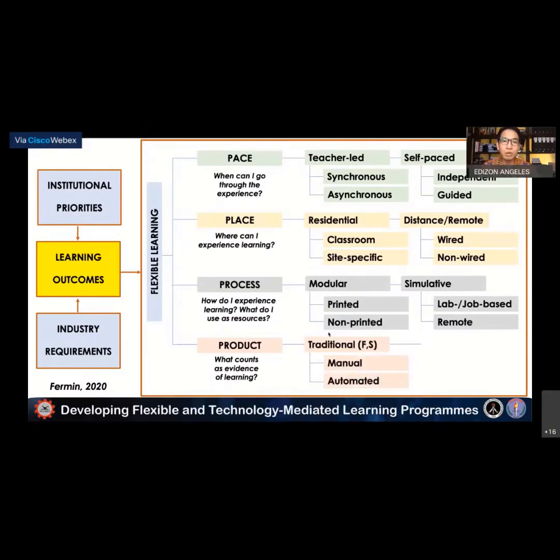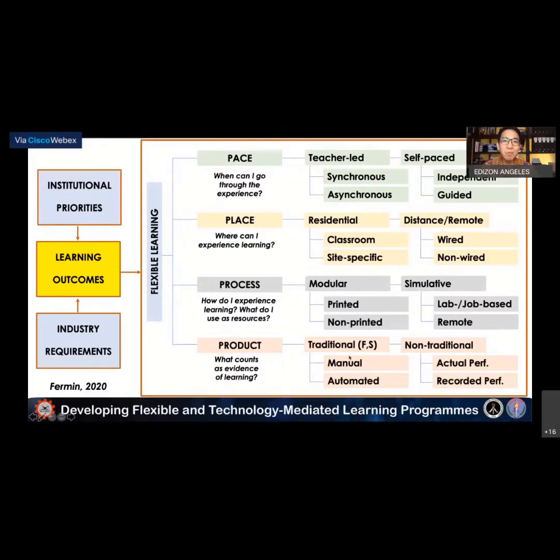And by products, while Dr. Magno and our earlier speaker from Indonesia have mentioned the use of formative and summative assessments, which can be done via manual or automated means, I would say that we must also think about non-traditional assessments, which look at actual performance-based assessments documented by students in one way or another, or you could take a look at some forms of reflective assessments, which I'm going to deal with in a little while.